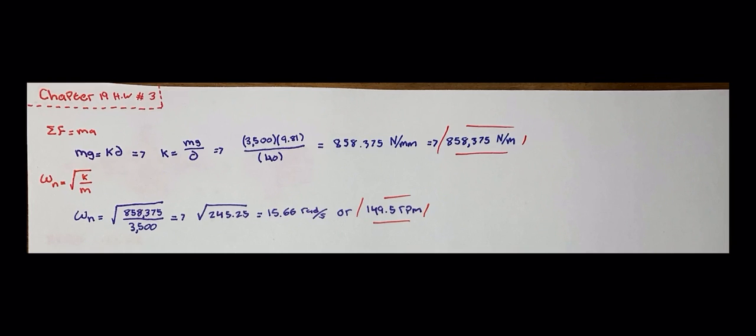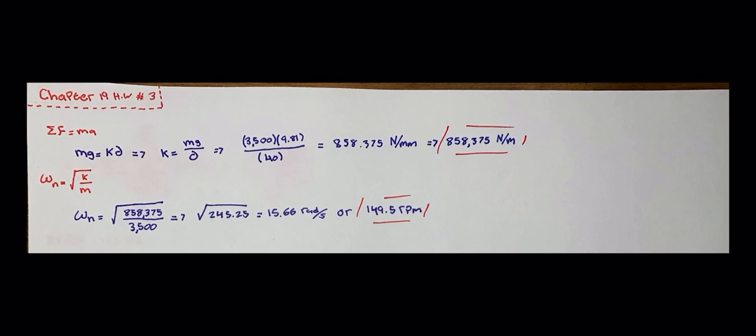Number 3, we have a 40 millimeter deflection on the second floor of a building. It's measured directly under a newly installed 3,500 kilogram piece of rotating machinery with a slightly unbalanced motor. And we're supposed to determine the equivalent spring constant of the floor system and the speed in RPM of the rotating machinery that should be avoided if it is not to coincide with the natural frequency of the floor machinery system.